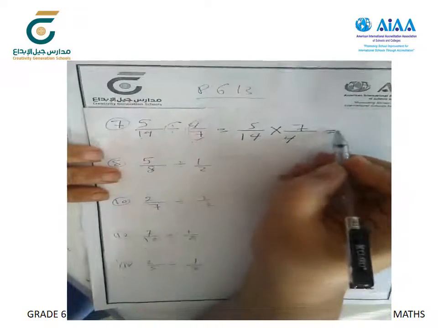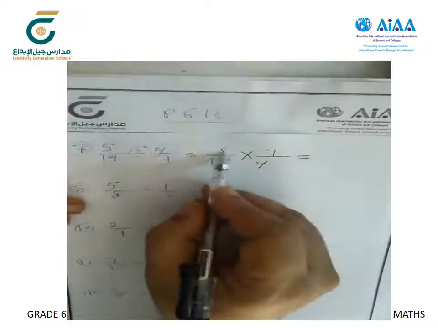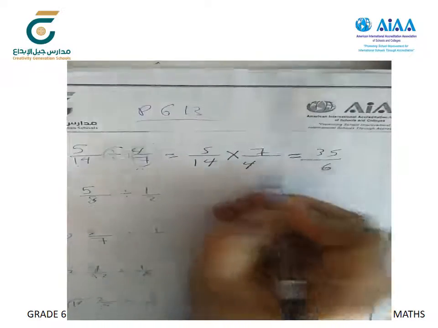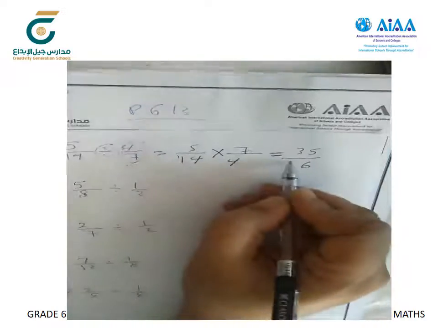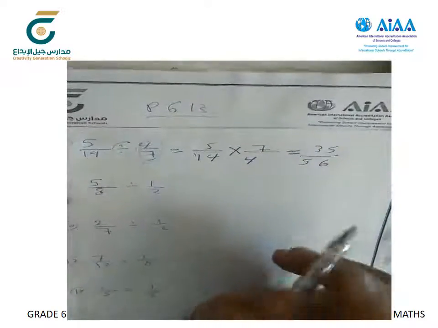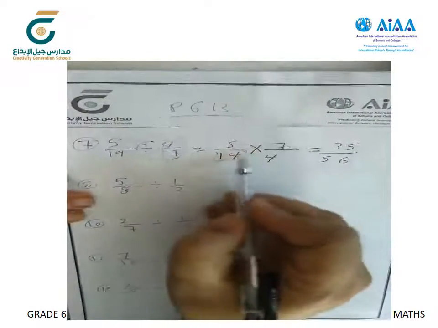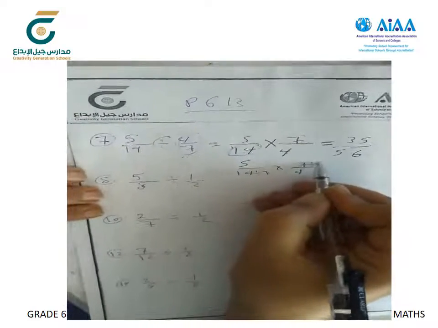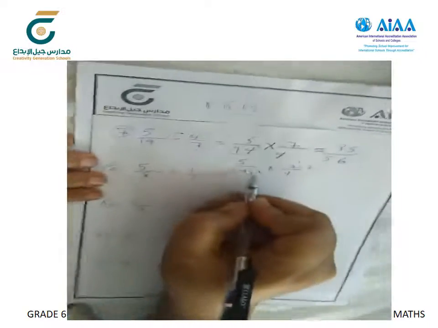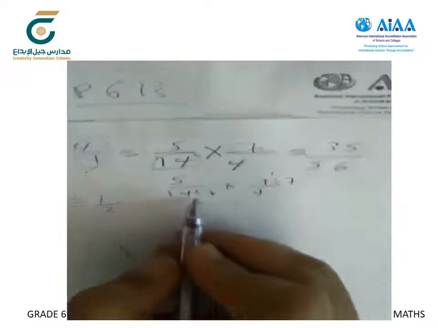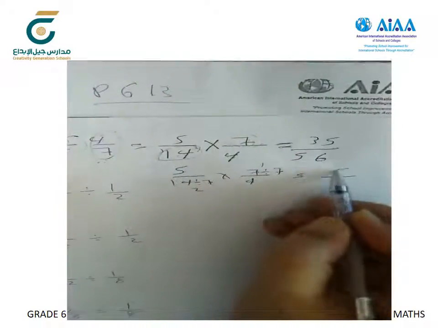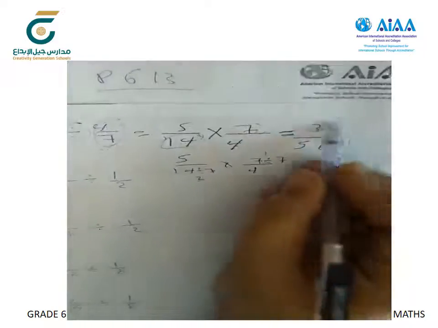Okay, now you have 2 choices. You can multiply 5 times 7 equals 35 and 4 times 14 equals 56, and you finish the problem. Or you simplify before you multiply. 7 and 14, we can divide each number by 7. So 7 divided by 7 equals 1 and 14 divided by 7 equals 2. We can divide by the same number for a numerator and denominator. Okay, now we have 5 times 1 equals 5, 2 times 4 equals 8, and the 2 answers are right.